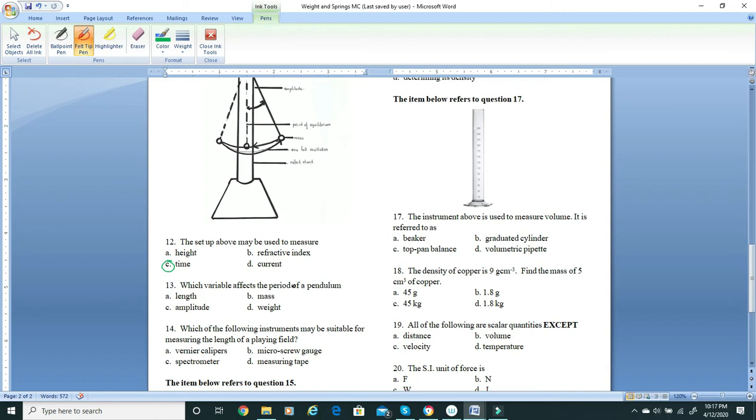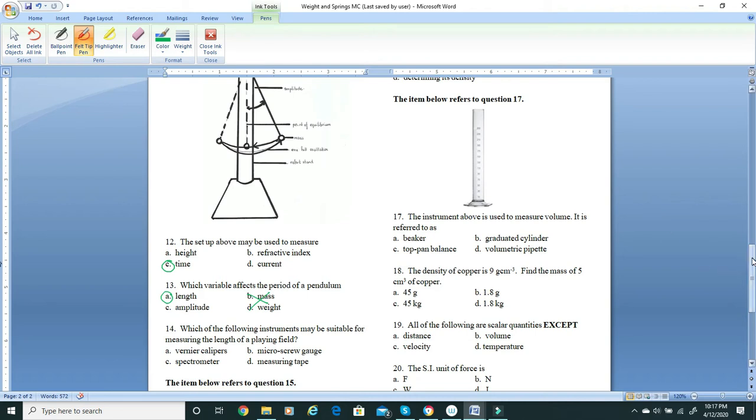Which variable affects the period of a pendulum? Period means time. So which one of these affects how fast the pendulum will move from one end to the next? Is it the length? Is it the mass of the bob? Is it the amplitude, meaning the angle from the resting point to where it's going to be released from? Or is it the weight? No, mass and weight are interrelated, so B and D are out of here. So it's either amplitude or length, and it is length.